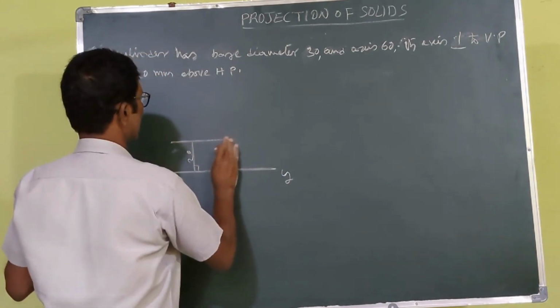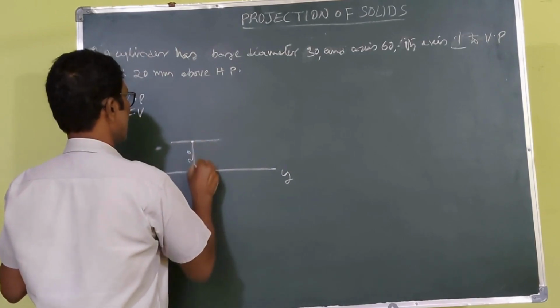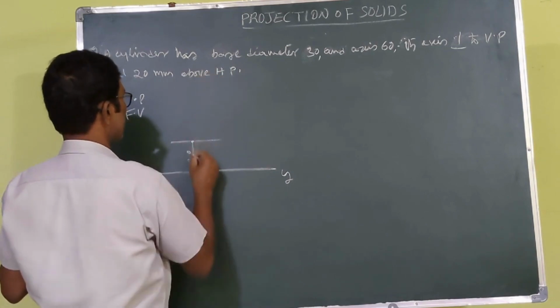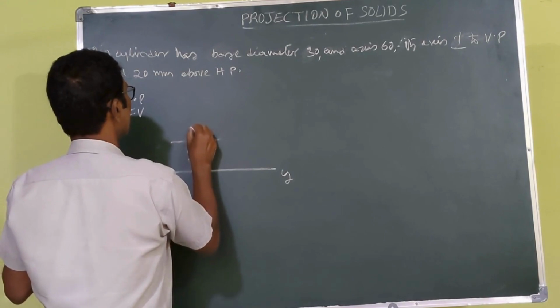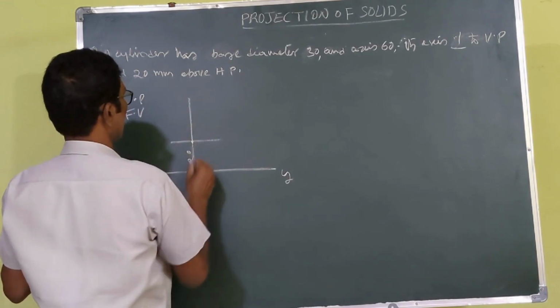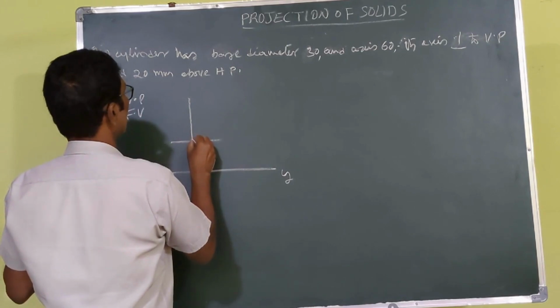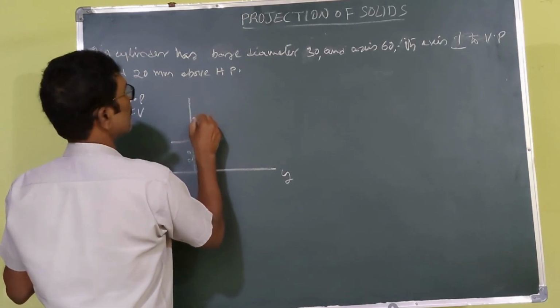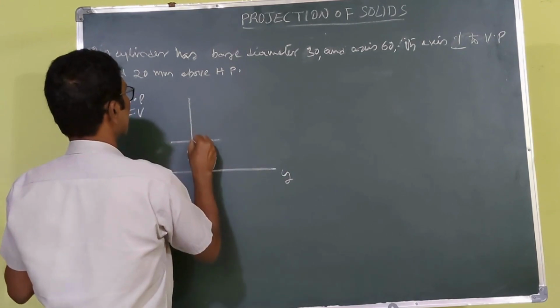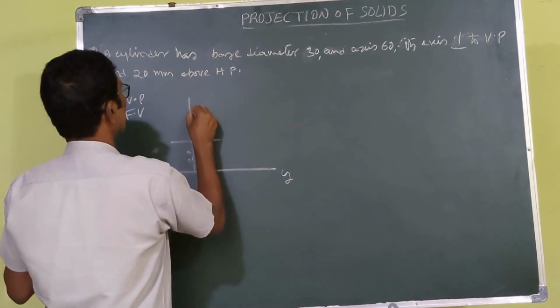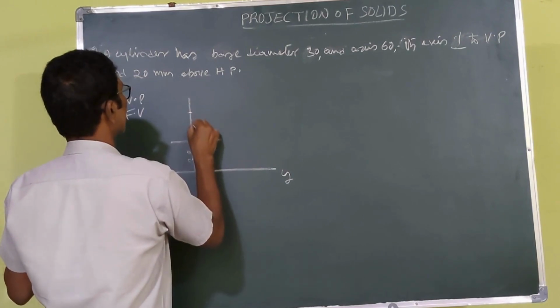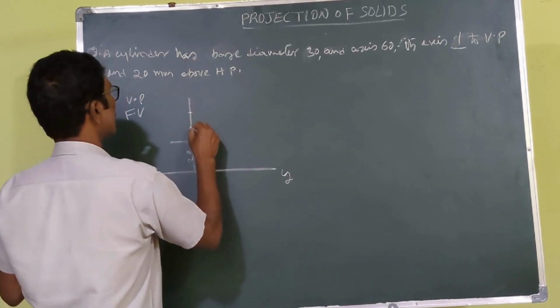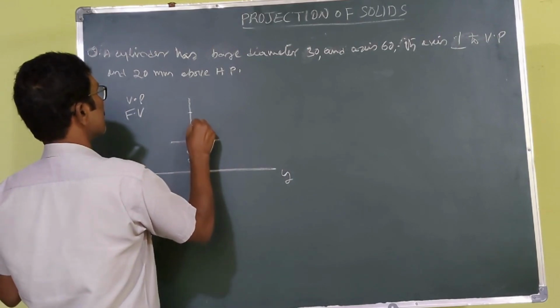Otherwise the horizontal line is not required. 20 above HP. This is the 20. Here you draw this line and extend it here. From here you locate the diameter equal to 30. So from here to here is 30, and you take its midpoint. The midpoint is equal to 15. So this is the center.